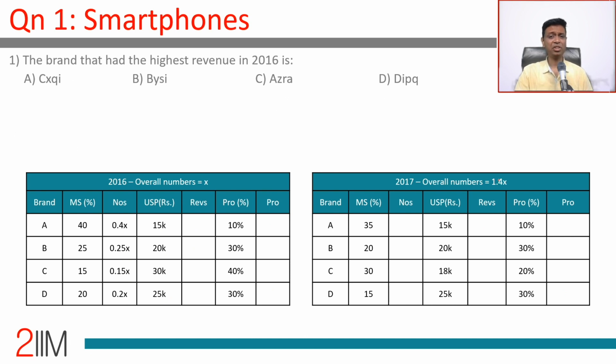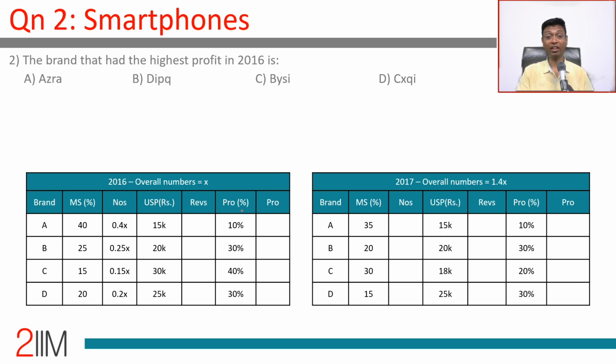The brand that had the highest revenue in 2016: 0.4 into 15K, this is 6XK. 0.25 into 20, 5XK. 0.15 into 30, 4.5XK. 25 into 0.2, 25 into 2 is 10, this is 5XK. The brand that had the highest revenue in 2016 is Azra. We've got this, this is very useful.